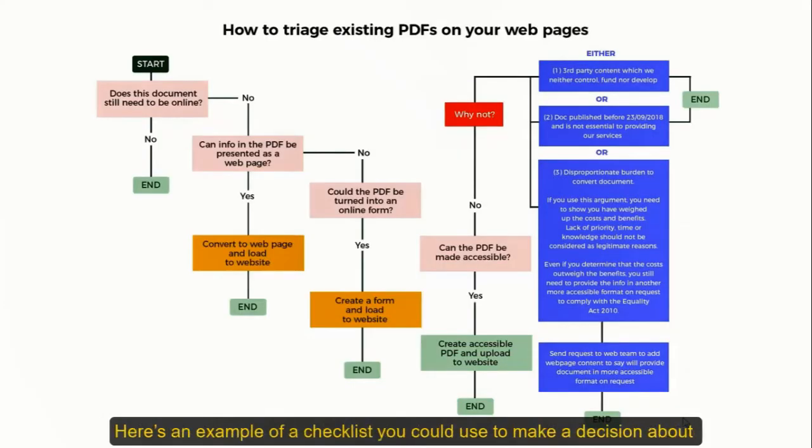Here's an example of a checklist you could use to make a decision about whether information should be presented as a web page or a PDF. This particular one relates to existing PDFs that you may be reviewing. We can make this available to you to use and adapt after this session.